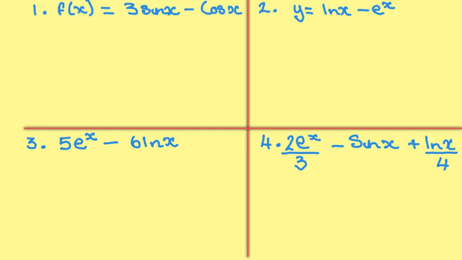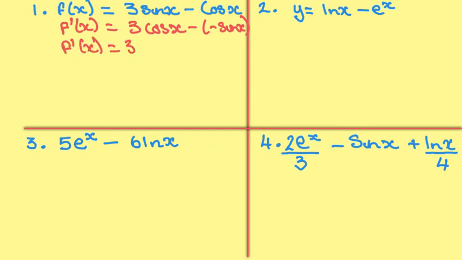So question 1, f of x is equal to 3 sin x minus cos x. Therefore, f dash of x is equal to, the 3 does nothing, so 3, the differential of sine is cos x, minus the differential of cos is minus sin x. That leaves f dash of x is equal to 3 cos x plus sin x.